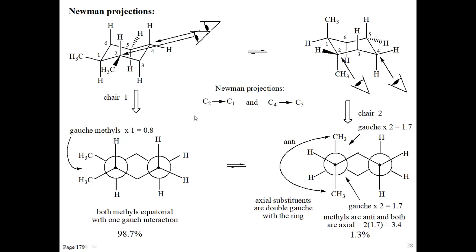Now, as far as drawing the Newman projection, I would tell you in the problem, use the C2 to C1 bond and the C4 to C5 bond. So I've shown those here. Again, I use eyeballs to kind of put my mind into location and arrows pointing to the direction I want to go. But you can do it however you want.